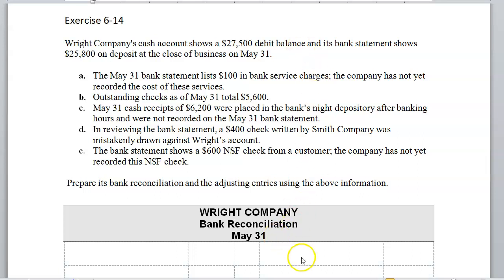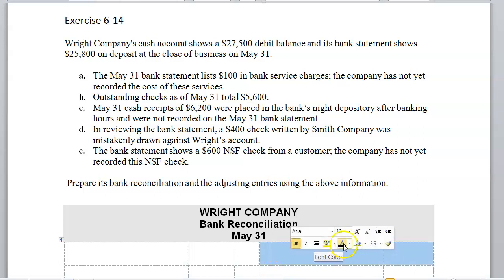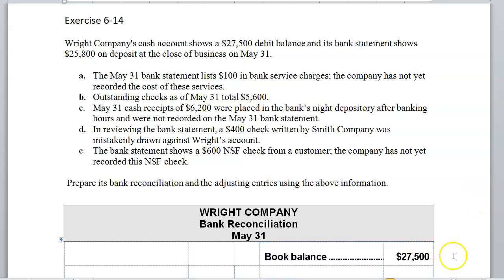The beginning point of our reconciliation is going to be the ending balances. The cash account $27,500 we're going to put over here for the book balance. That's what is in our general ledger at this time. The bank statement balance at the end of the month is the $25,800. So that's what we're going to start the balance out with on the bank side.